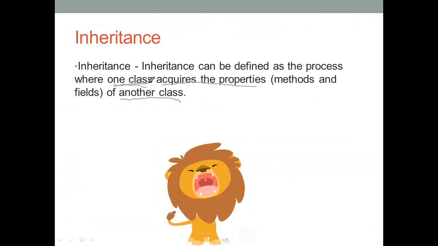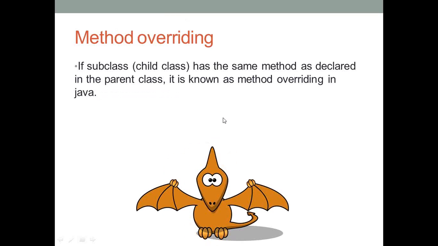Now this concept of inheritance is further used in the case of method overriding. So what is method overriding? Let us extend this concept further. Let me just remove these drawings. Let us try to understand and see the definition of method overriding. It says if a subclass, also known as a child class, and whether you say child class or subclass, this is one and the same thing.